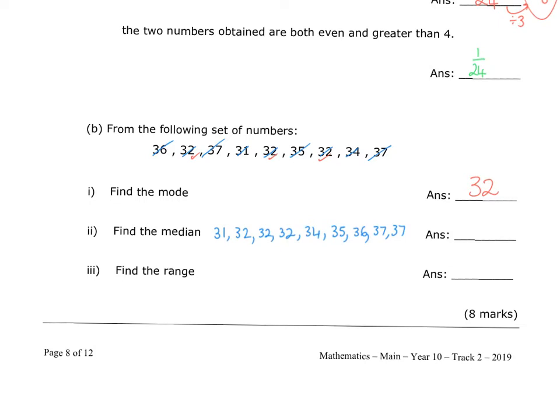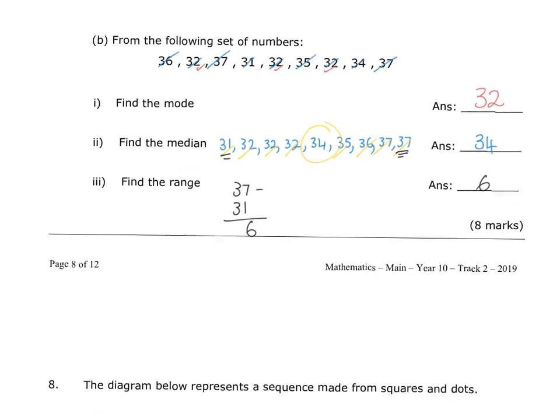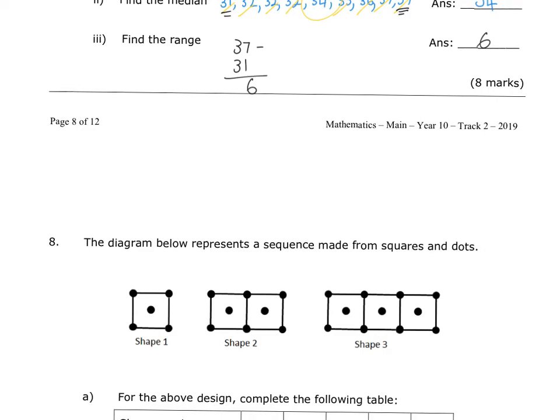So let's start by eliminating 1, 2, 3, 1, 2, 3. This and this, and 34 is the one in the middle. It's the median. Now we need to find the range, and for the range we need the largest minus the smallest. So 37 is the largest, 31 is the smallest. So there is a range of 6. Next page, next question.